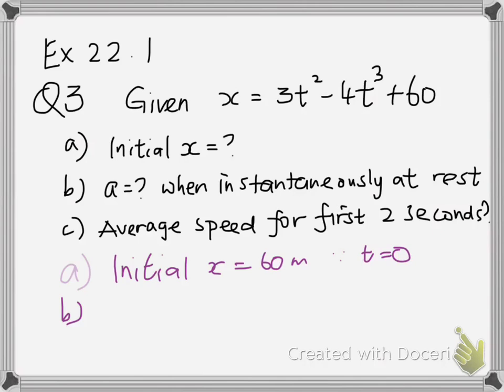So part B. Instantaneously at rest. What does this mean? What does instantaneously at rest mean? We don't call it speed here. We say it is the velocity. So here velocity is 0. Okay? So how do you work out the velocity? Alright? Okay, let's just say that again.